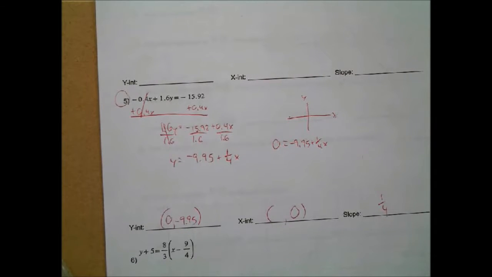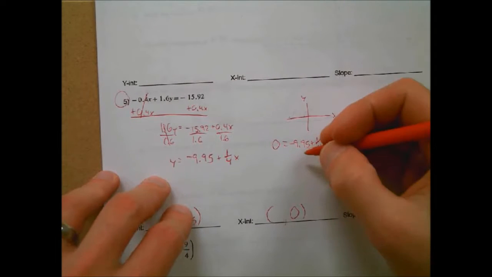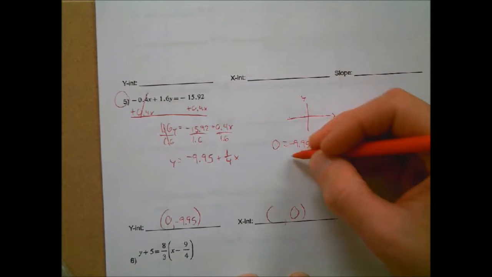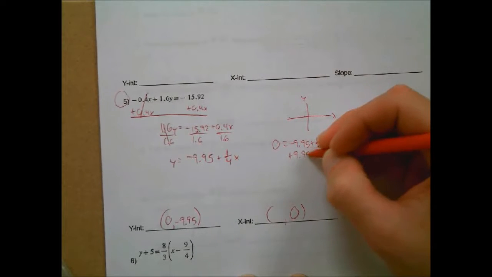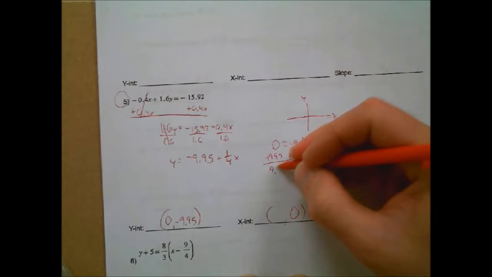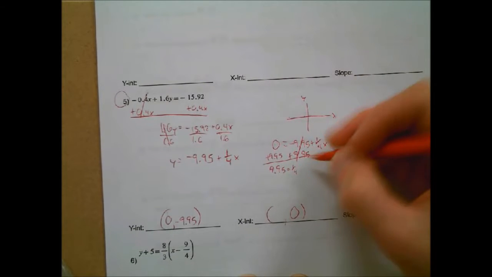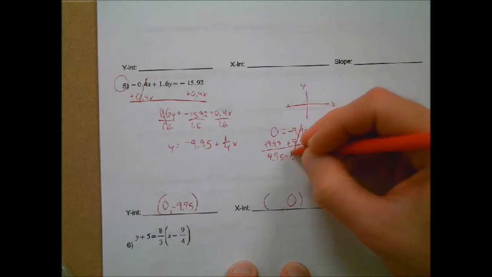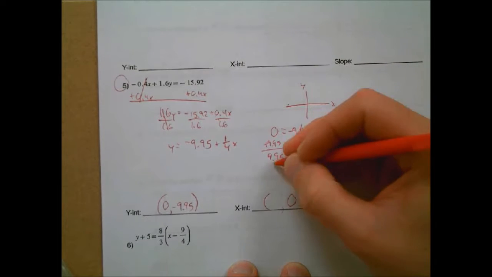Add 9.95. We want to cancel it out, so we're going to add positive 9.95. There you go. Okay, that's gone. We have 9.95 equals 1/4 x. And then to get the x by itself, what should we do? Divide by 1/4. Yeah, we're just doing the odds, Mark.